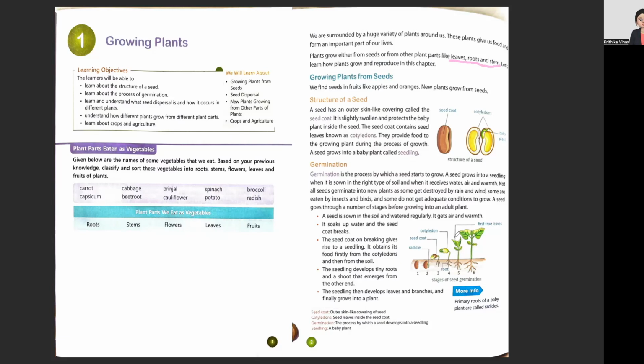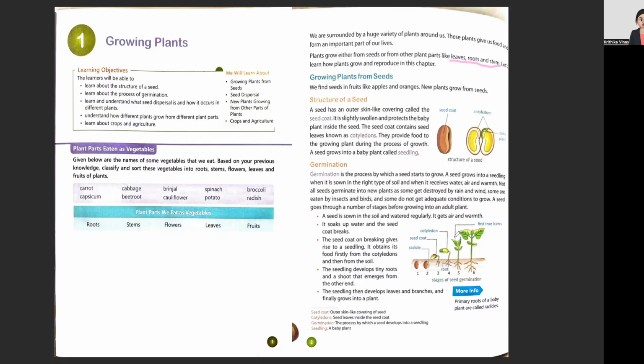A seed goes through a number of stages before becoming an adult plant. So now what are these stages? Let's read on to find out. A seed is sown into the soil and watered regularly. It gets air and warmth. Okay. Next step. It soaks up water and the seed coat breaks. Now if the seed coat gets wet, it will start to tear. So once the seed coat is gone, the cotyledons and the baby plant will grow. Okay.